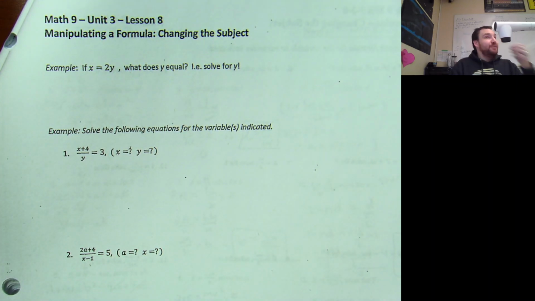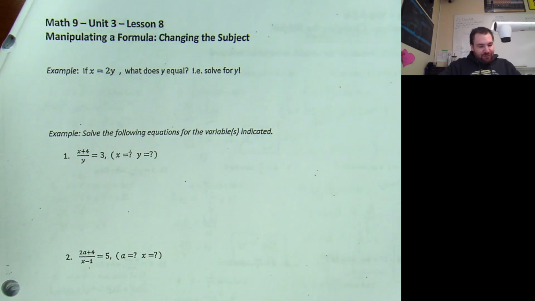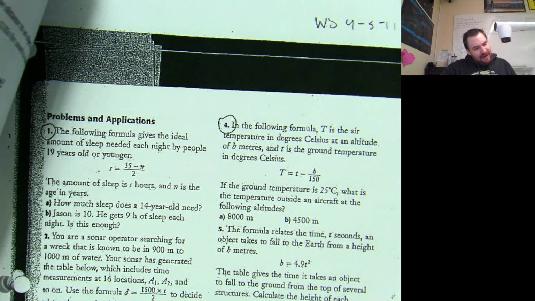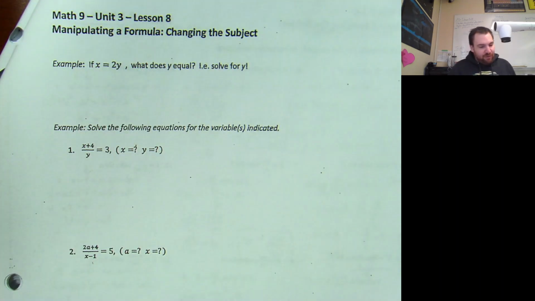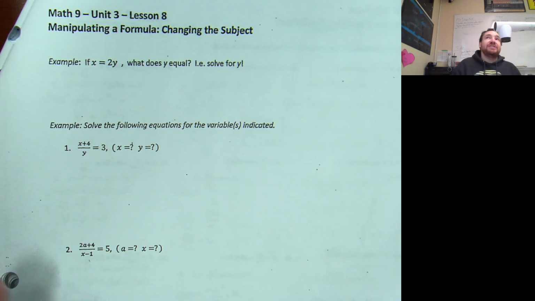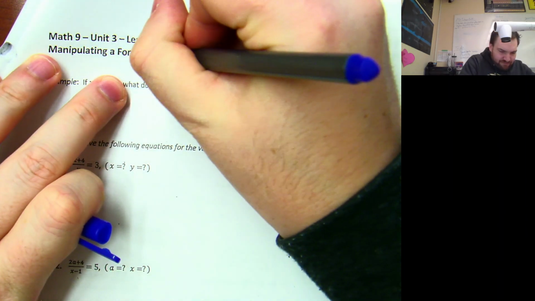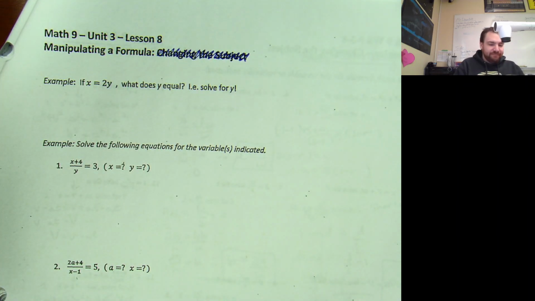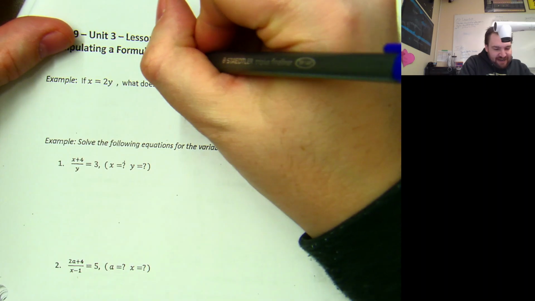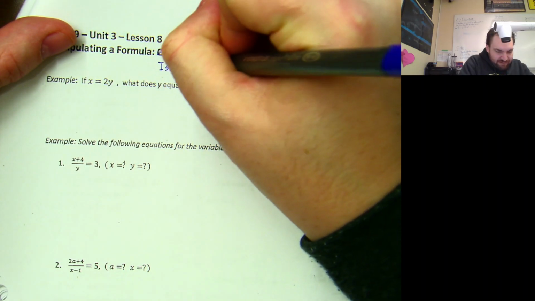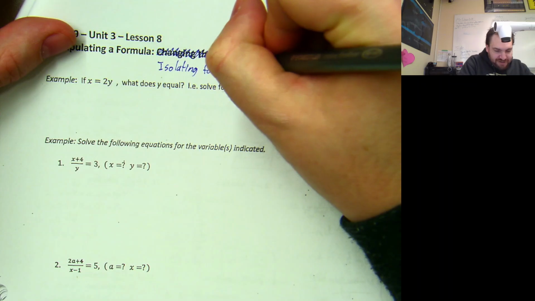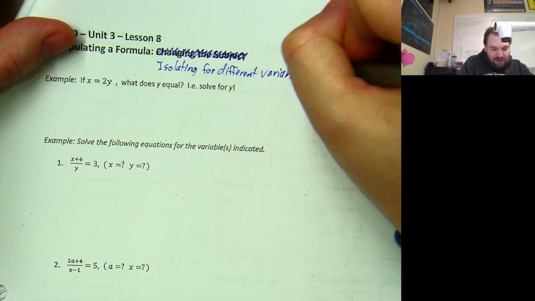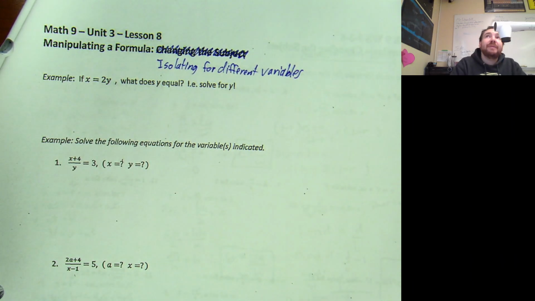So, before we do that, we're going to launch into a small section here on what has been titled Changing the Subject. I'll see if I can get through 2 lessons today. We're going to look at using formulas and changing the subject. I don't like this title. What I'm going to call this instead is isolating for different variables, which is a skill that you're going to need forever in math.